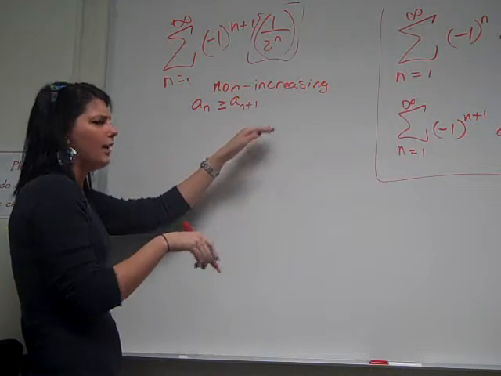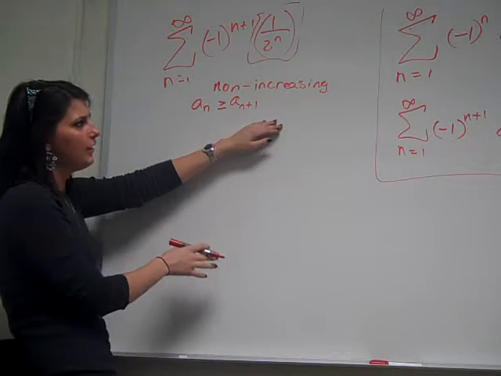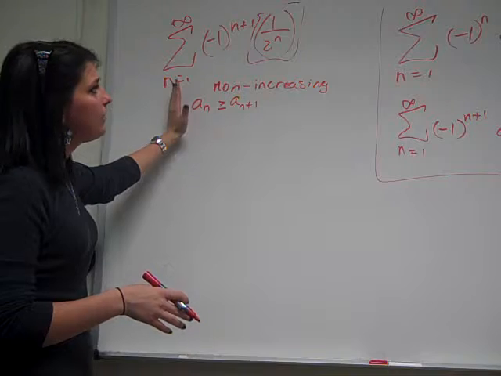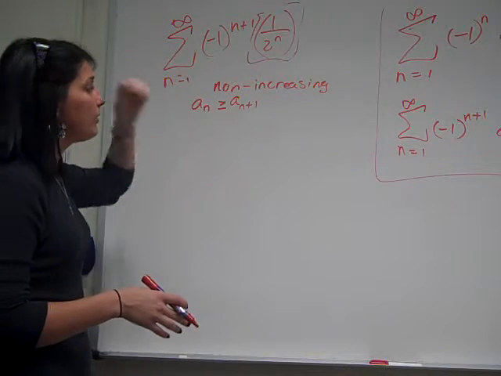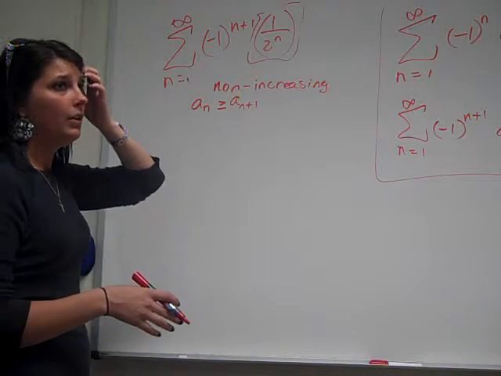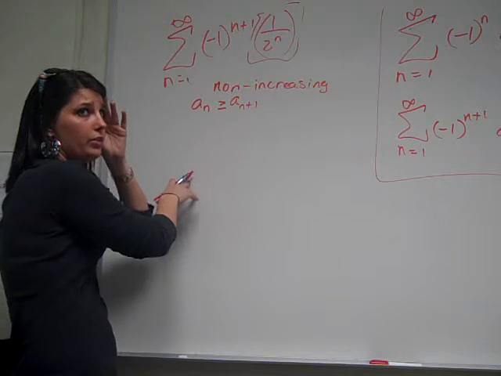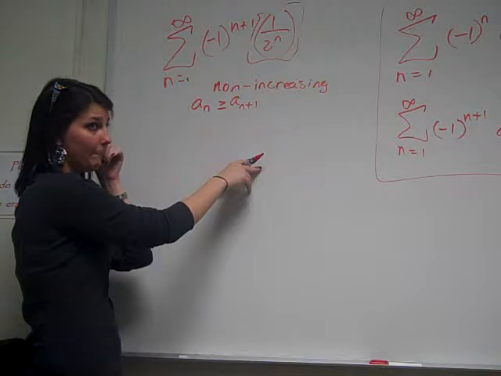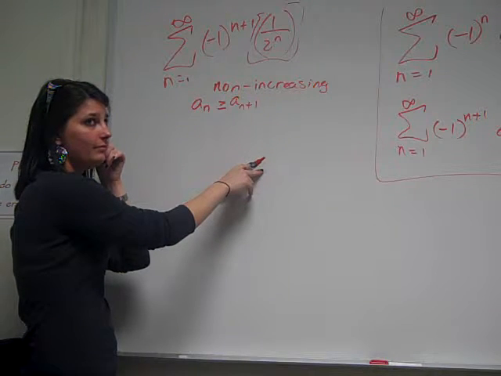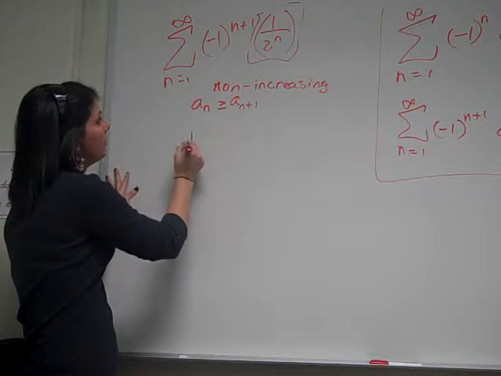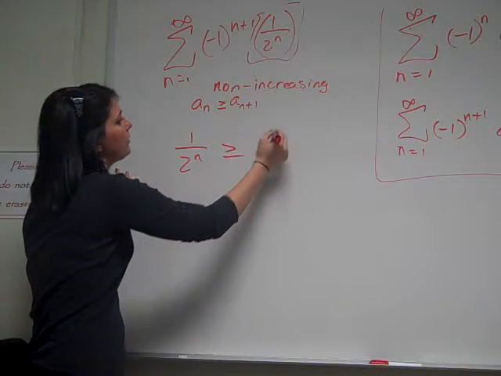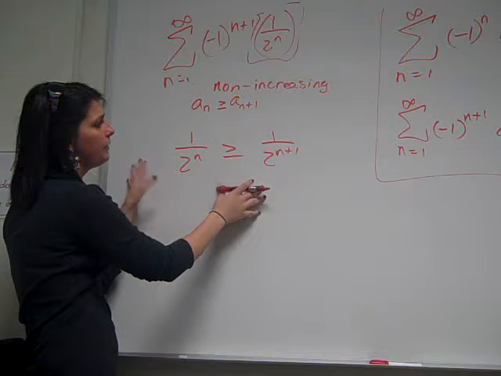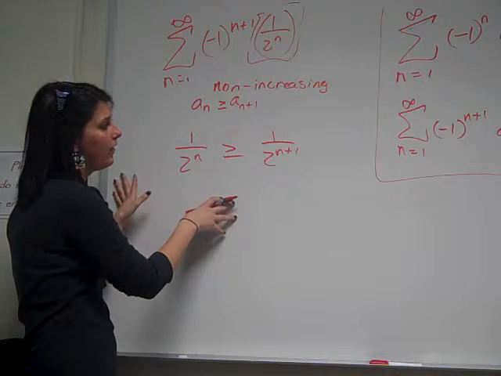Does that make sense? I know this got crazy before. It's the non-increasing, non-decreasing, decreasing, increasing. So we have to be sure that it is non-increasing. So a sub n has to be greater than or equal to a sub n plus 1, which we could show by doing 1 over 2 to the n is greater than or equal to 1 over 2 to the n plus 1. Y'all believe me? Yeah, so 1 over 2 to the n is greater than or equal to 1 over 2 to the n plus 1. I know they're both positive, so I can multiply without causing any damage.